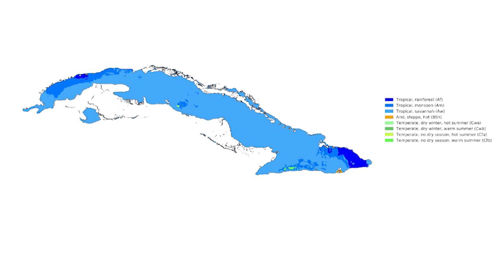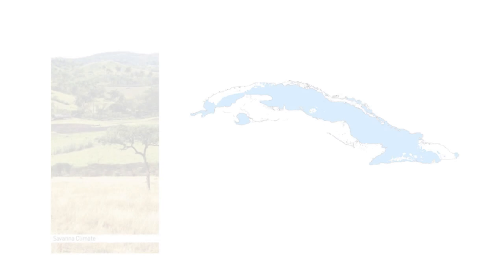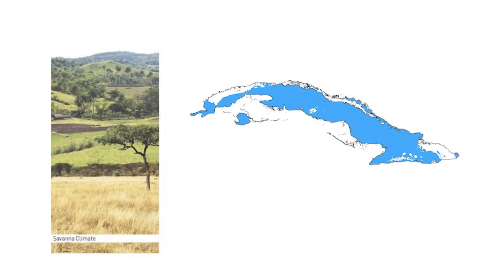This presentation will provide an overview of the climatic conditions of Cuba, including geographical factors which play a part in their formation. According to the Copenhagen Climate Classification Map, Cuba experiences three dominant climates across its territory. The predominant climate is the savanna. It is characterized by two distinct seasons, wet summer and dry winter.